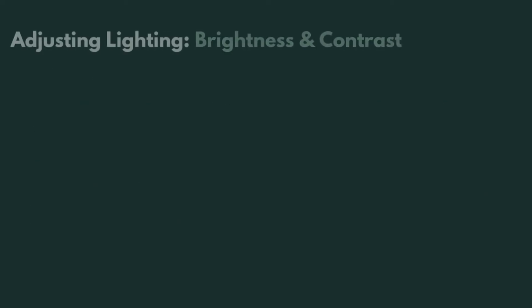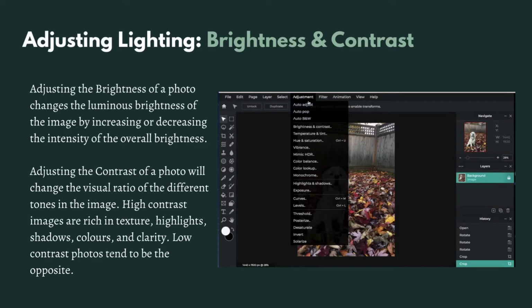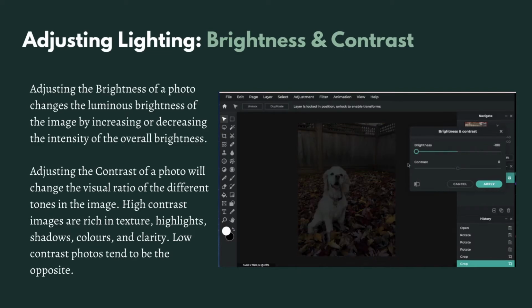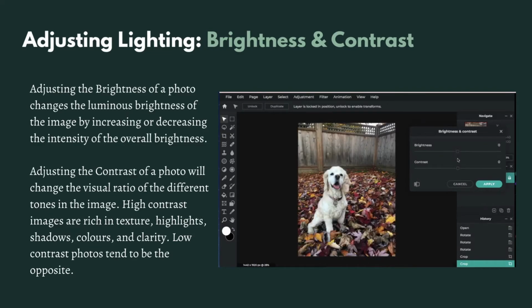The first element of lighting we'll look at involves brightness and contrast. Adjusting the brightness of a photo changes the luminous brightness of the image by increasing or decreasing the intensity of the overall brightness. Adjusting the contrast of a photo will change the visual ratio of the different tones in the image. High contrast images are rich in texture, highlights, shadows, colors, and clarity. Low contrast photos tend to be the opposite.